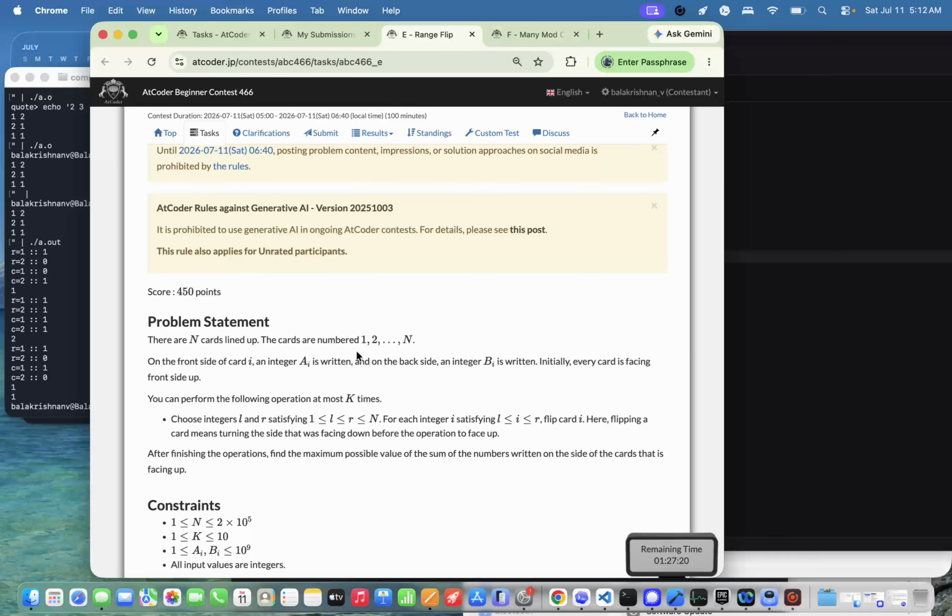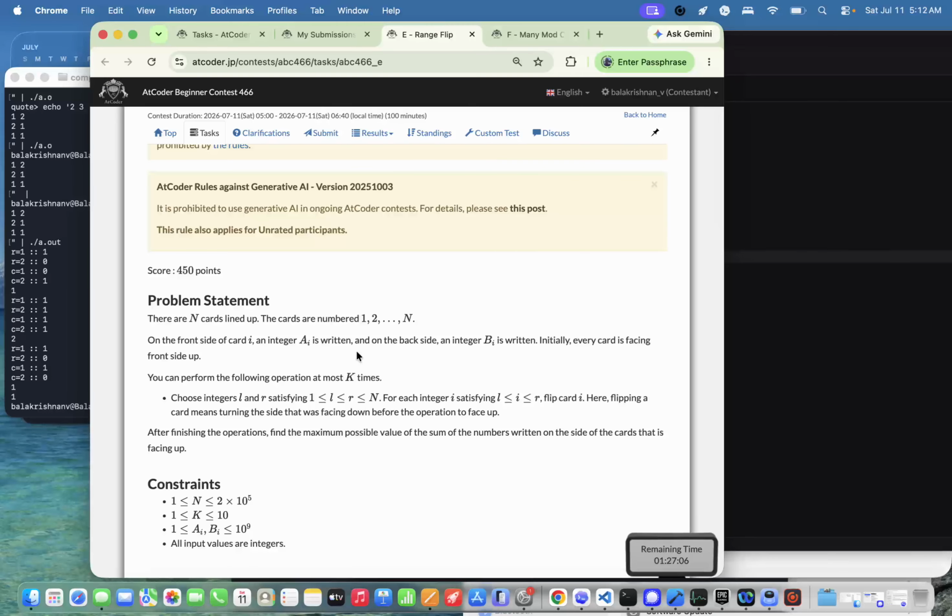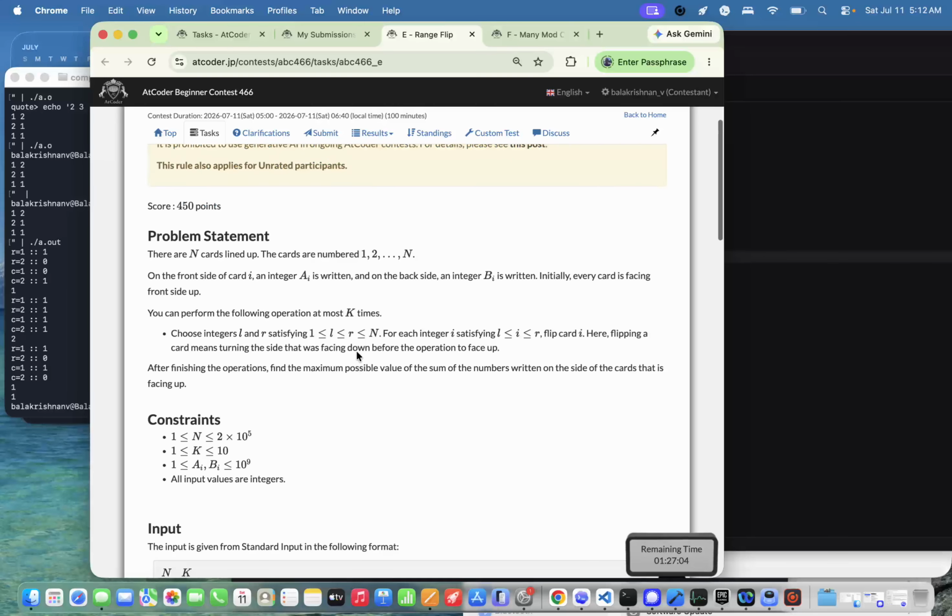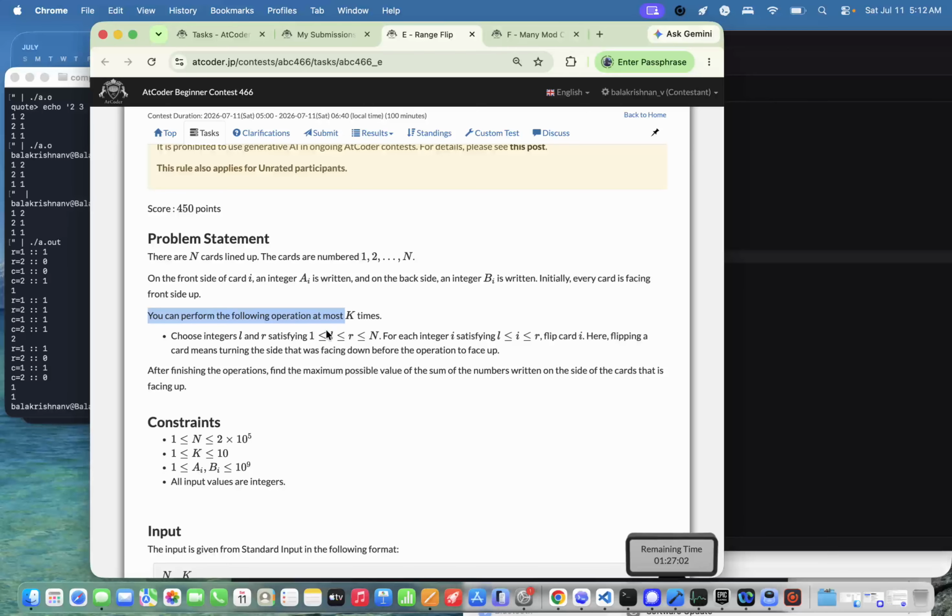Okay, range flip. So N cards lined up. The front side is Ai and the back side is Bi. You can perform the following operation at most K times. Choose an integer L and R satisfying this. For each integer i satisfying this, flip the card i. Here, flipping a card means this. Find the maximum possible value of the sum of the numbers written. You're going to flip.